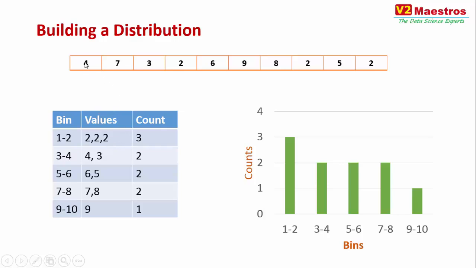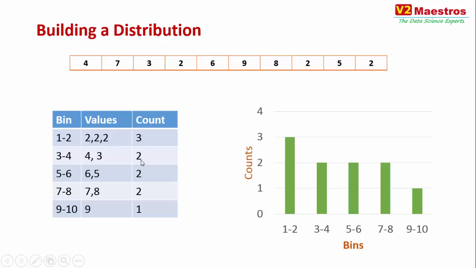So the first value is 4. I take this 4 and put it into the bin 3 to 4 because that's the range it falls into. Then you take 7 and put it in the bin 7 to 8 because that's the range it falls into. And then you keep doing that for every value that you find in the data set. And then finally you count the number of values that occur in each of the bins. In the bin 1 to 2, there are 3 values, so you count 3.